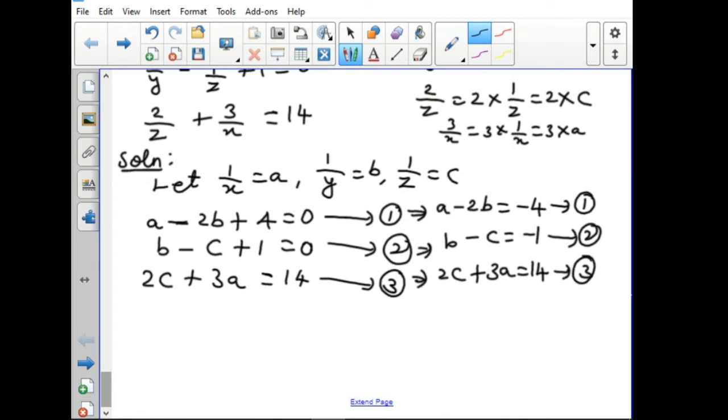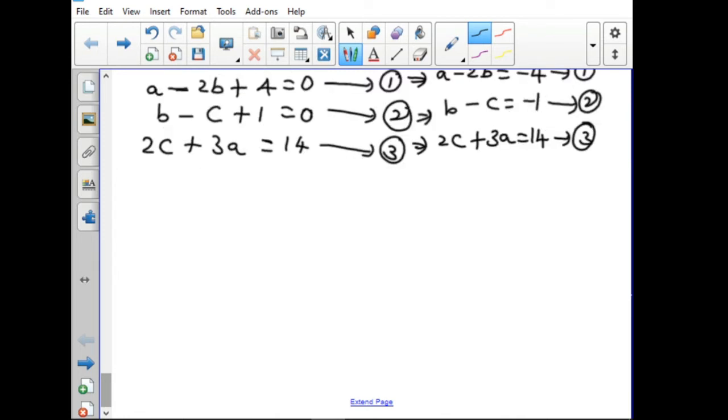Now we have to consider these 3 equations, then solve and get the values of a, b, c. First you have to take any 2 equations. First we take equation number 1. Equation number 1 is what? a minus 2b equal to minus 4. Next we want to eliminate a or b. So we select according to the other 2, equations 2 and 3 remaining. Now I am going to take equation 2 and multiply by 2.